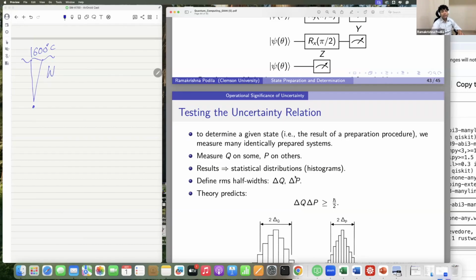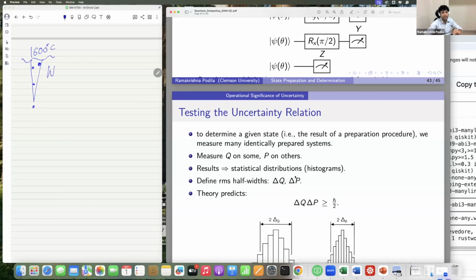So I know that these electrons are coming from the tungsten tip, but I do not know exactly which tungsten atom it is coming from, right? So one electron may come from here, another electron may come from here, another can come from here. It may come from different tungsten atoms. So they are identically prepared in that they are coming from the same tungsten tip, but still there is some variation in the sense that they are coming from different tungsten atoms within the same tungsten tip.